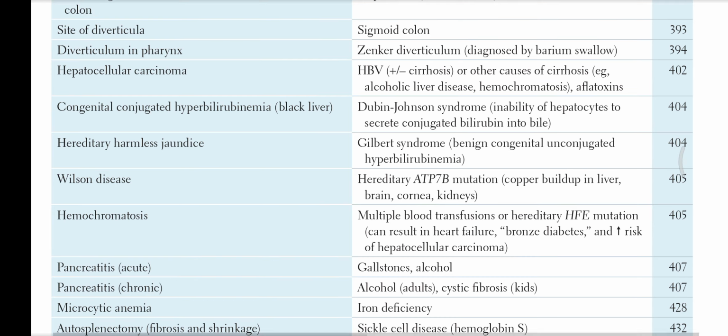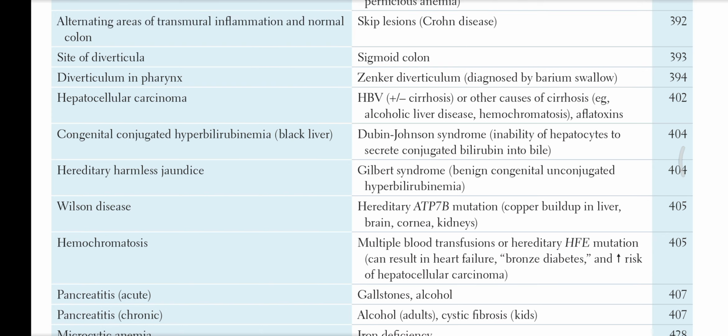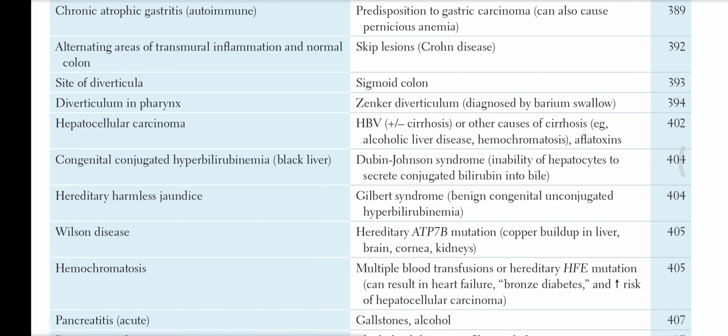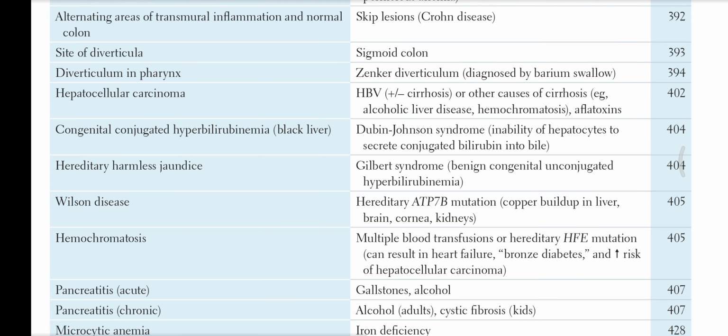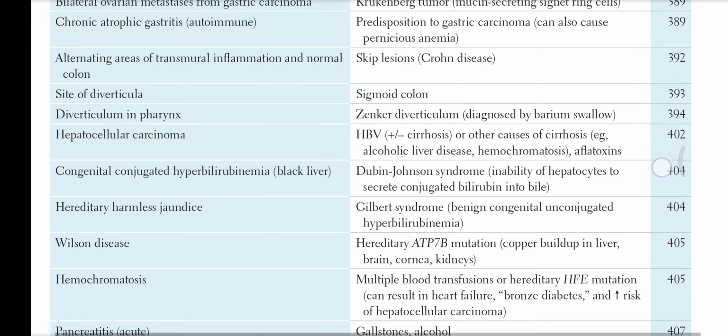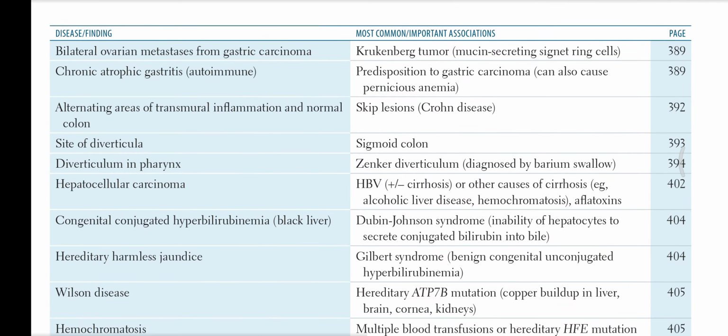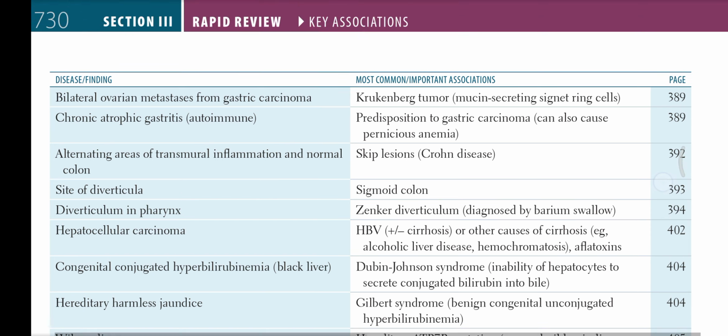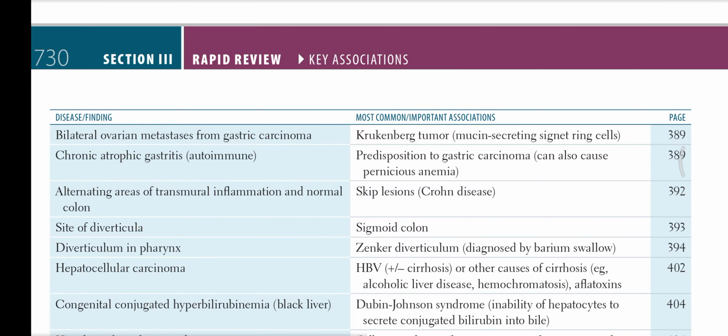anemia, iron deficiency, pancreatitis chronic, alcohol in adults and cystic fibrosis in kids, pancreatitis acute, gallstone, alcohol, hemochromatosis, multiple blood transfusion or hereditary HFE mutation. HFE mutation can result in heart failure, bronze diabetes, and increased risk of hepatocellular carcinoma. Wilson disease is associated with hereditary ATP7B mutation, copper buildup in liver, brain, cornea, kidney, hereditary harmless jaundice, Gilbert syndrome, benign congenital unconjugated hyperbilirubinemia, congenital conjugated hyperbilirubinemia. It is a black liver. It is associated with Dubin-Johnson syndrome, inability of hepatocytes to secrete conjugated bilirubin into bile.